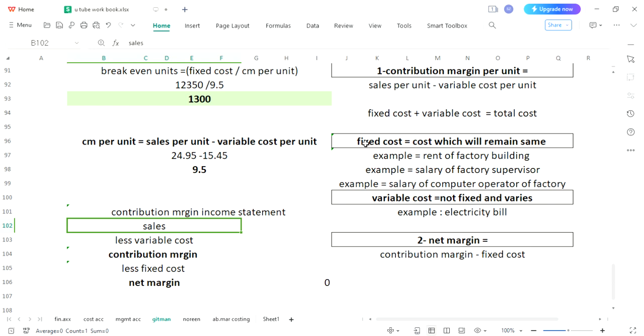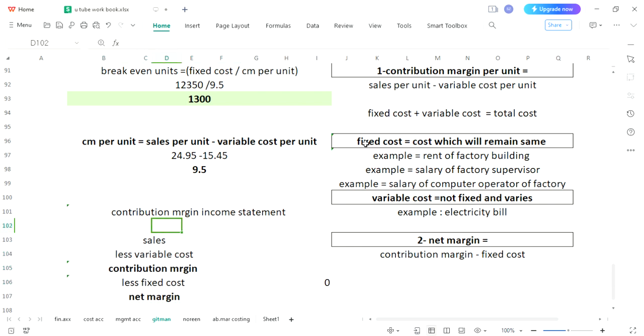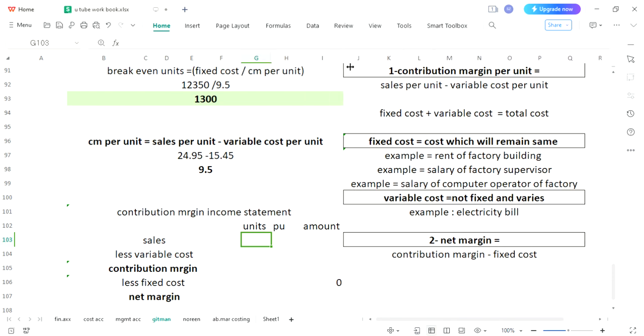Over here what you will calculate, you will put how many number of units, then per unit would be written over here, and here you will write your amount. Let's make it a little larger. Alright, units we have calculated, break even number of units. Look at here, break even units 1300.